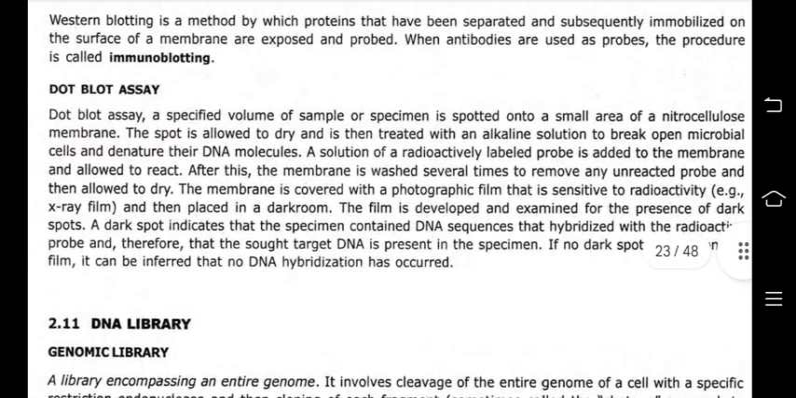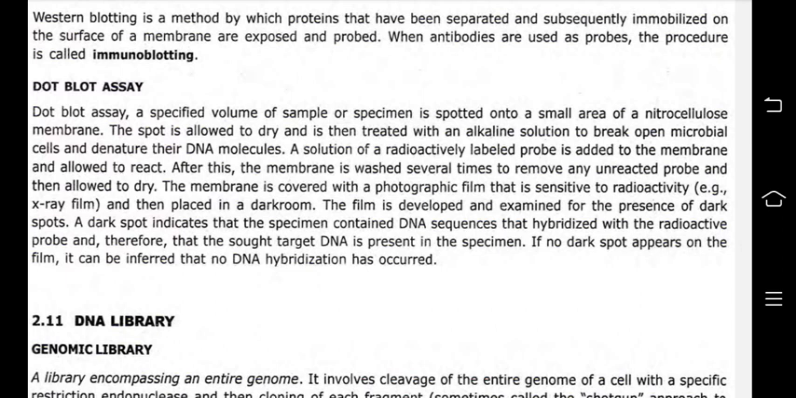Then dot blot assay. In dot blot assay, a specified volume of sample or specimen is spotted onto a small area of a nitrocellulose membrane. The spot is allowed to dry and is then treated with an alkaline solution to break open microbial cells and denature their DNA molecules. A solution of radioactively labeled probe is added to the membrane and allowed to react. After this, the membrane is washed several times to remove any unreacted probe and then allowed to dry.